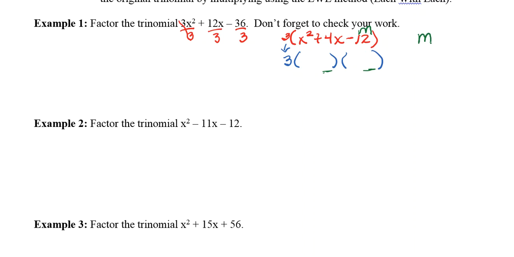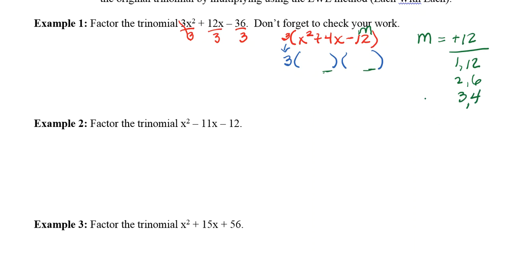So we are going to multiply to a negative 12. And actually, let's just multiply to 12. We'll worry about the negative in a minute. So let's think of numbers that multiply to 12. It's 1 and 12, 2 and 6, 3 and 4, and that's it.